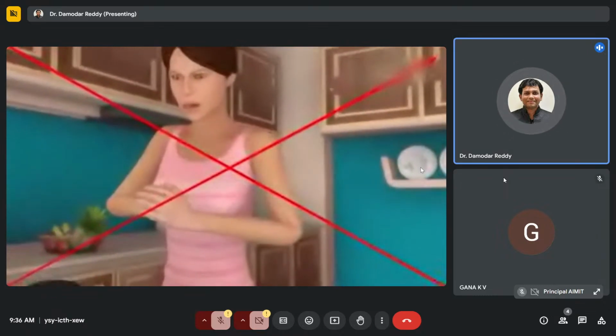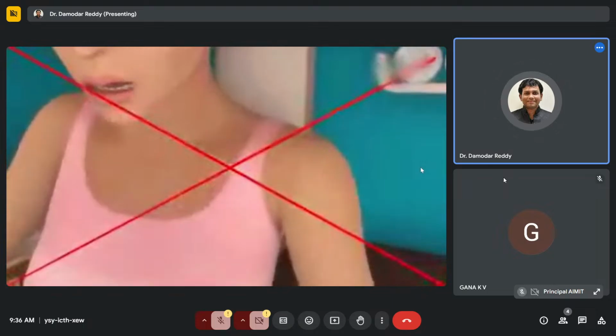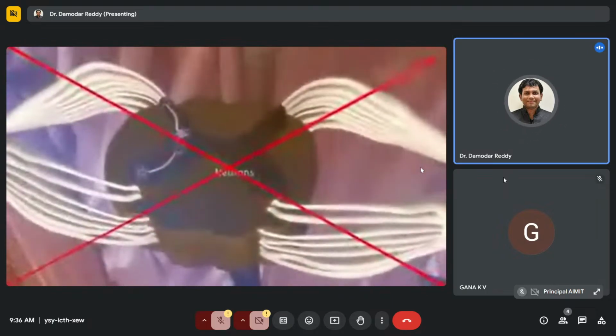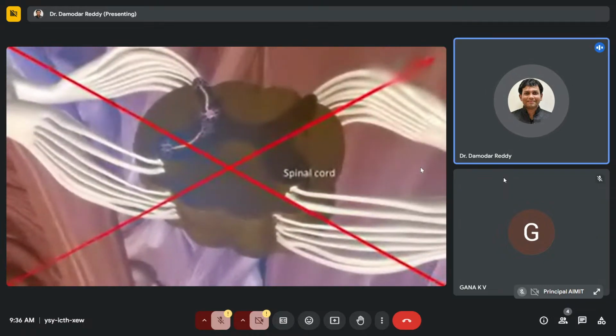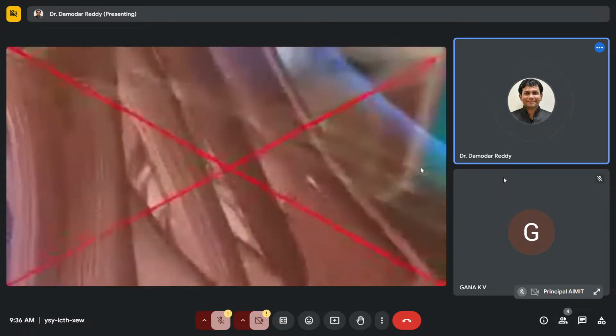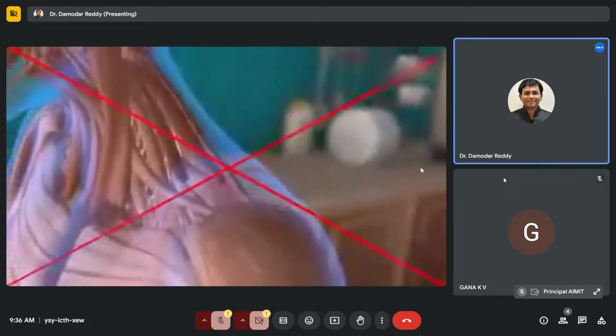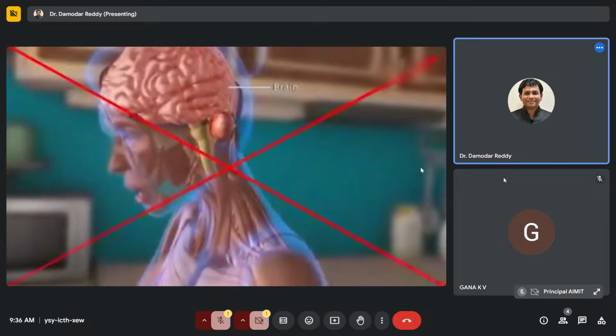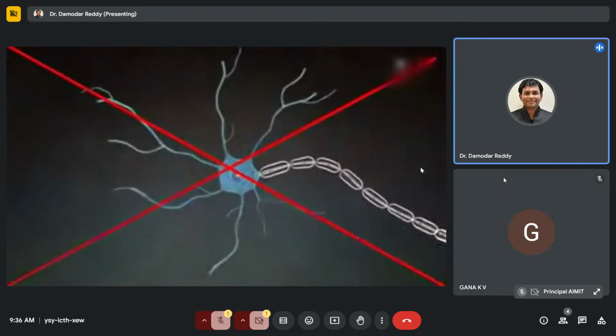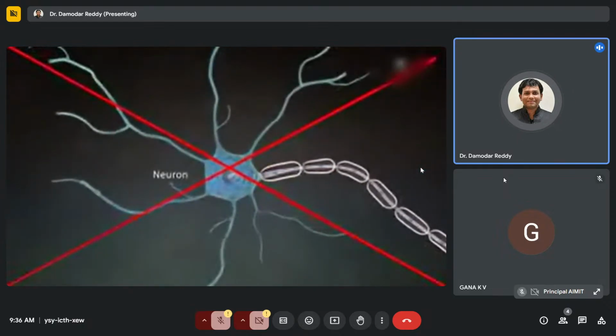This whole process involves coordination among the nerve cells called neurons. These neurons are found inside the spinal cord and the brain. Now let's learn about neurons.